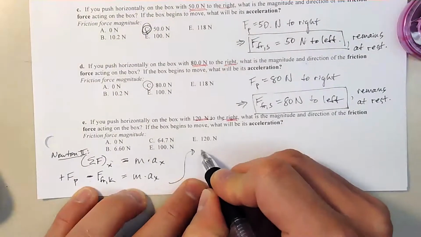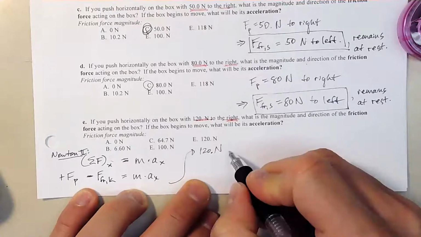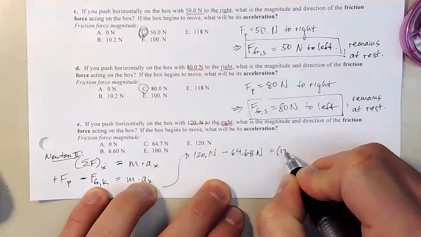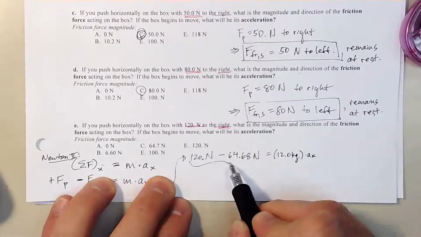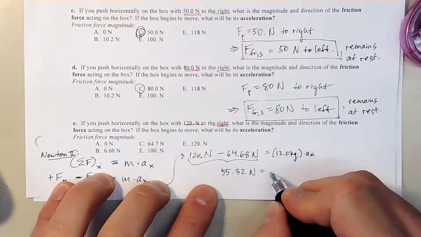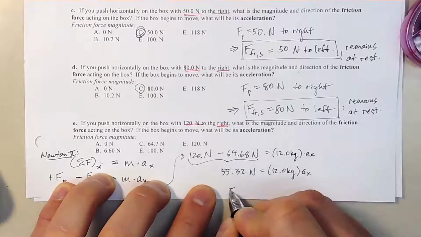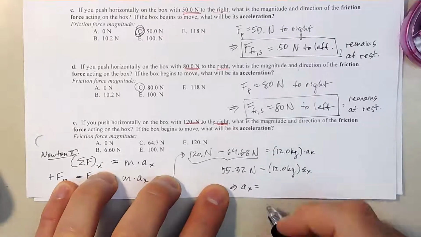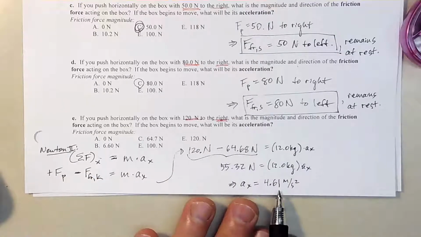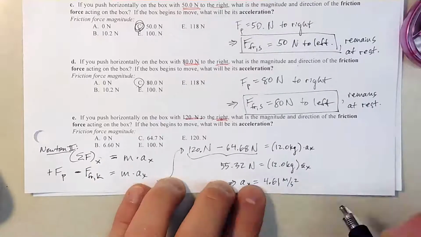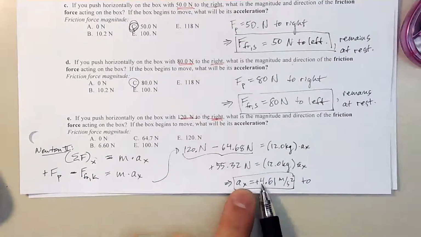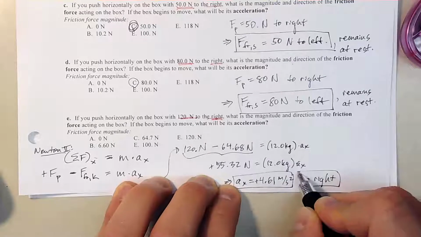So on the left-hand side of the equation, there's 120 newtons of the person pushing to the right, minus 64.68 newtons of the kinetic friction dragging to the left. This is going to be 12 kilograms times the acceleration. So notice on the left-hand side of this equation, we have 55.32 newtons net force to the right. And we can calculate that the acceleration then is going to be 4.61, rounding now to 3 sig figs, because this is a 3 sig fig value. And the fact that this is positive, net force to the right, acceleration to the right, assuming that we've defined the positive x direction to be to the right.